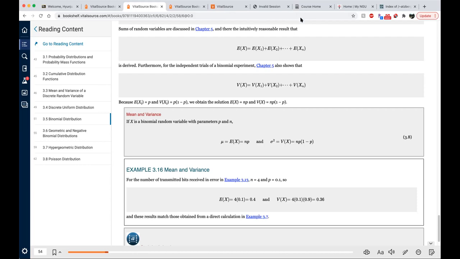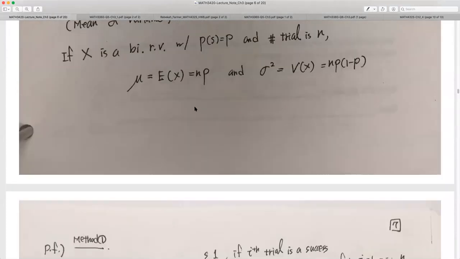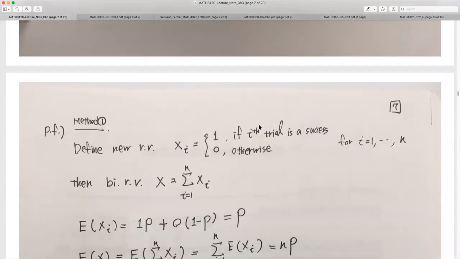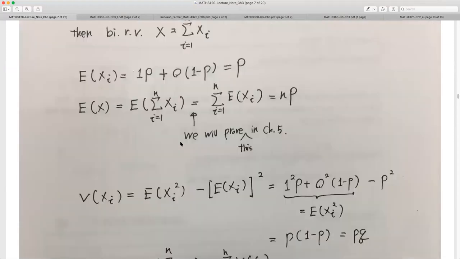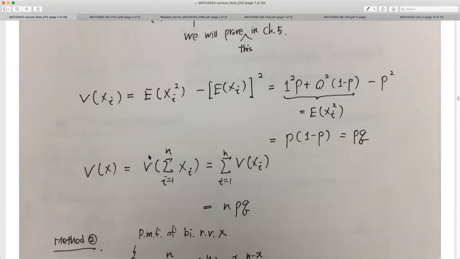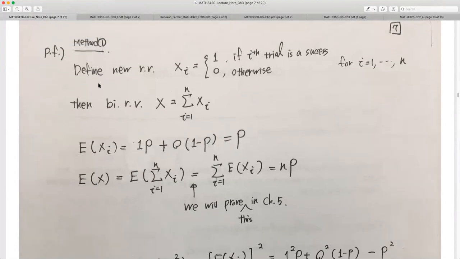Here's my lecture note. I'm going to prove the expected value and variance of the binomial distribution. There are two ways to prove that. Method one follows the textbook, and method two is a more mathematical way. Okay, let's see the first method.